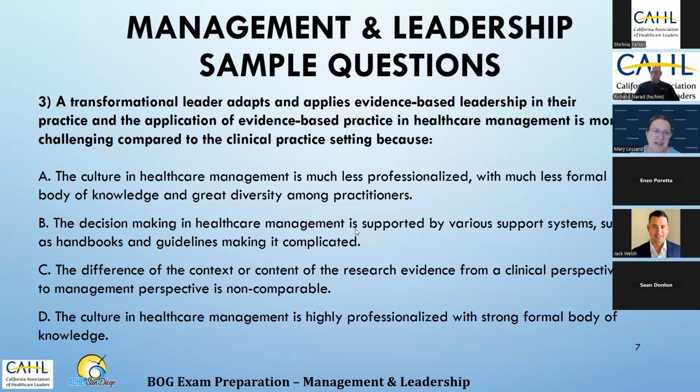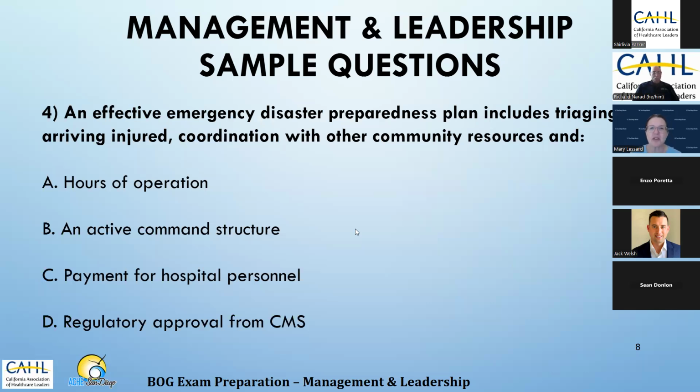Okay. An effective emergency disaster preparedness plan includes triaging arriving injured, coordinating with other community resources, and A, hours of operation. An active command structure is B. C, payment for hospital personnel. And D, regulatory approval from Centers for Medicare and Medicaid Services.